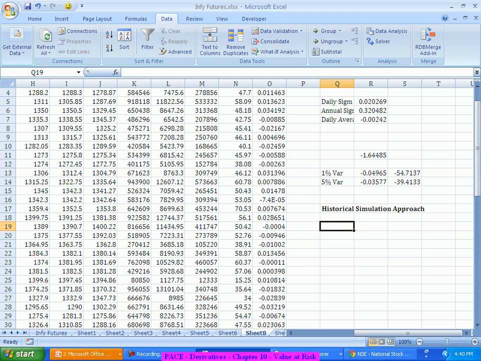What it simply says is, 1% is very difficult with this small data, but we'll say 5%. Once you have computed the returns like this, pull out the 5% worst return. The worst 5% of the return.